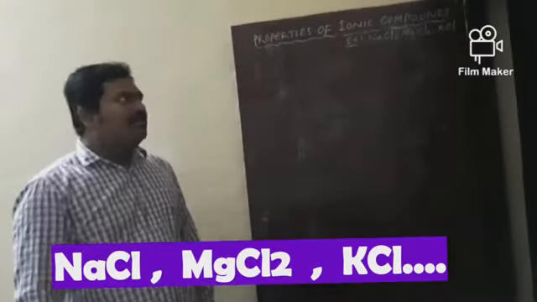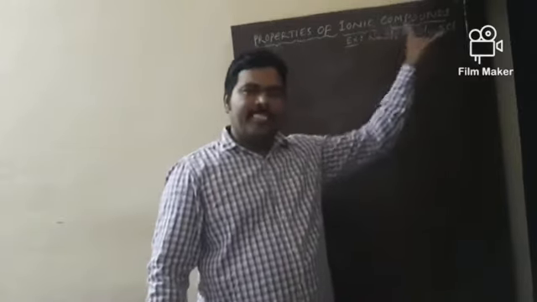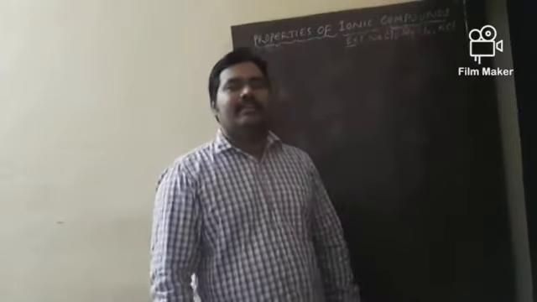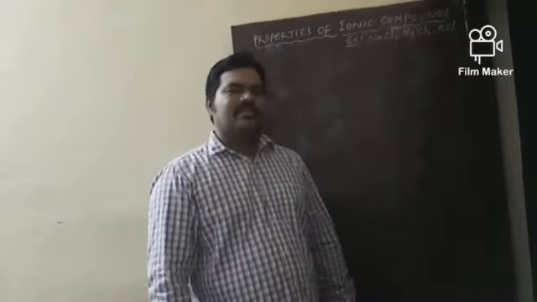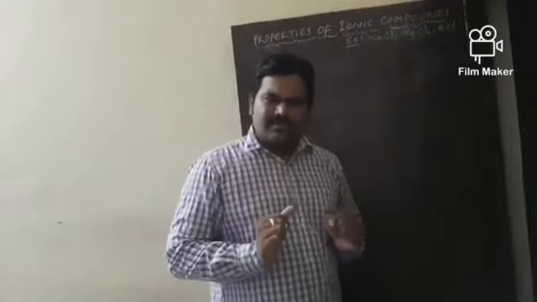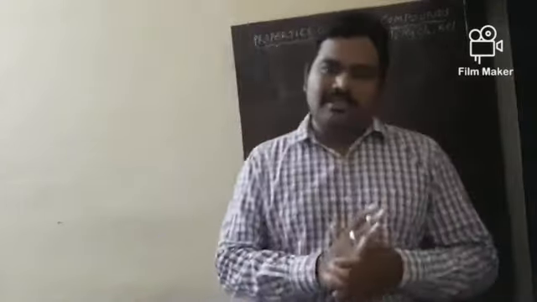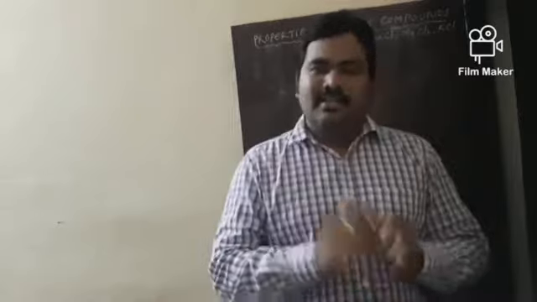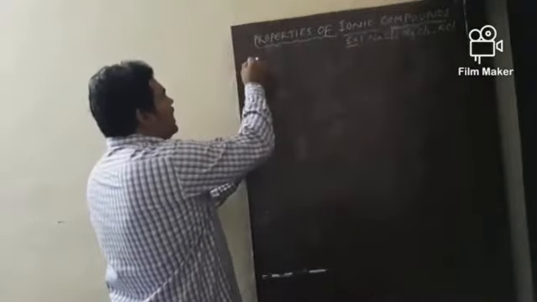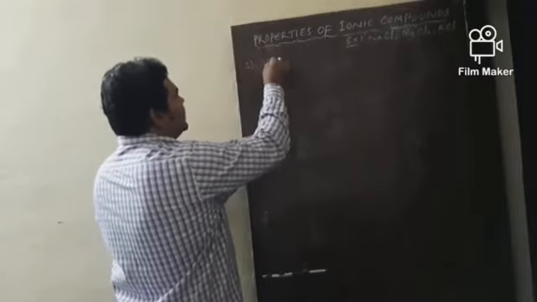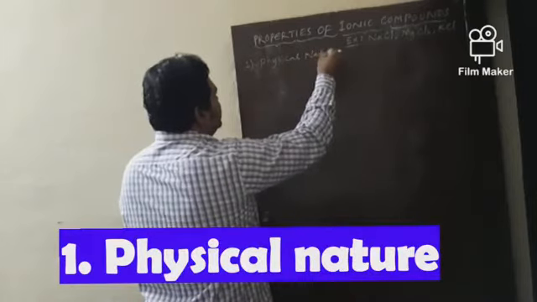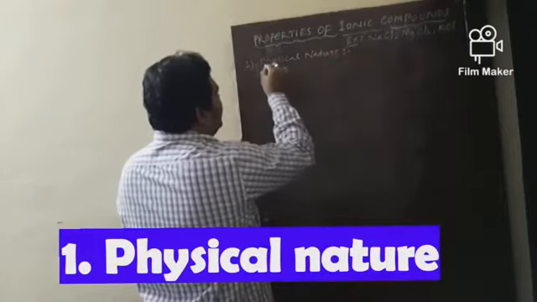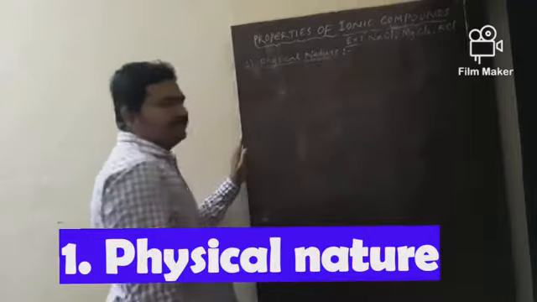Okay. Now if you observe these compounds naturally, we are going to discuss a few properties. All these ionic compounds exhibit some properties that we are going to discuss now. Now, what is the first property of ionic compounds? Physical nature. What is the physical nature of all ionic compounds?